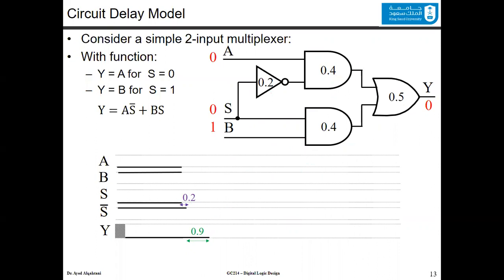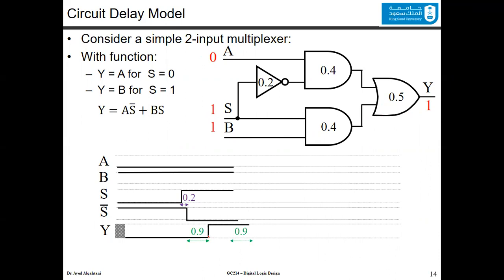Now we will try to build this timing diagram step by step with certain changes of the inputs. We change the inputs now to A being 0, we kept it the same. B is 1, we also kept it the same, but now S is 1. The behavior will know that you need to choose B and pass it to the output. So 1 will go through the circuit and you will have it at the output.